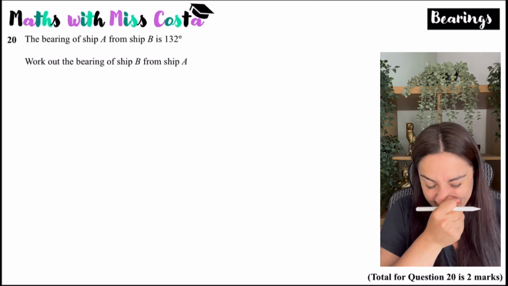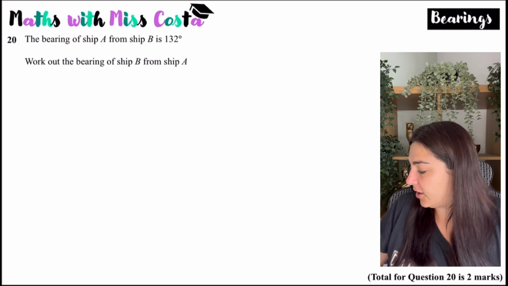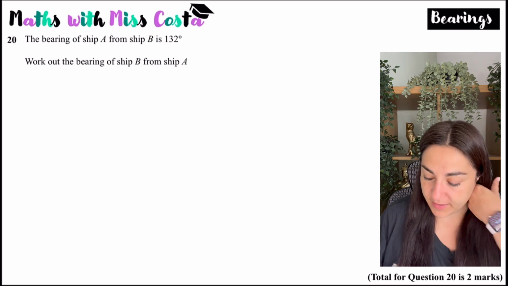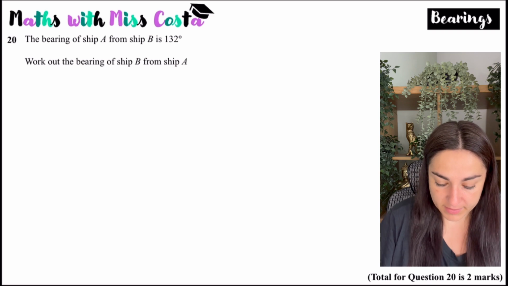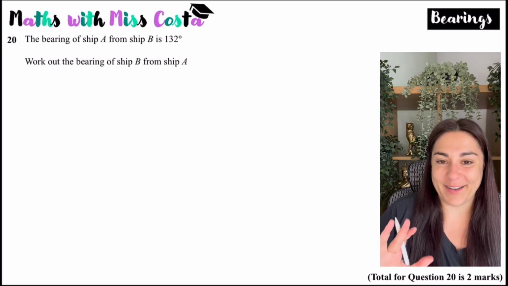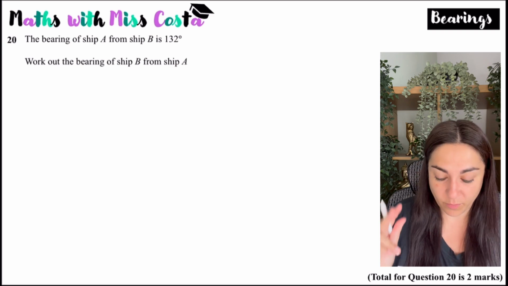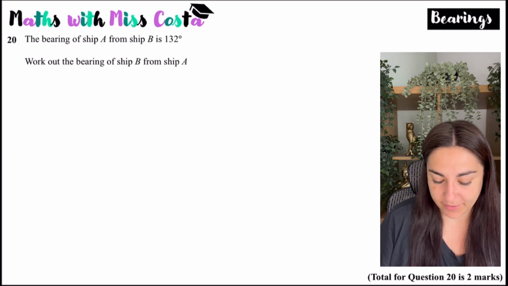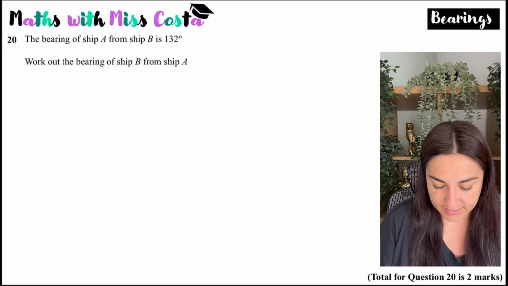Next, I've got a bearing. I'm told that the bearing of ship A from ship B is 132 degrees, and I haven't been given any diagram, so it's up to me to draw my own diagram. The main thing people get confused on with bearings is the whole 'from' thing. So let's try and break that down. The bearing of ship A from ship B is 132 degrees.